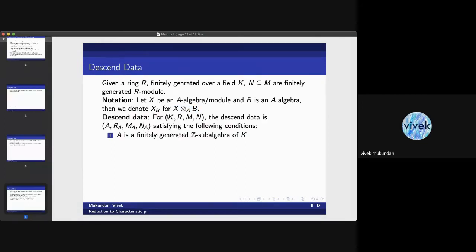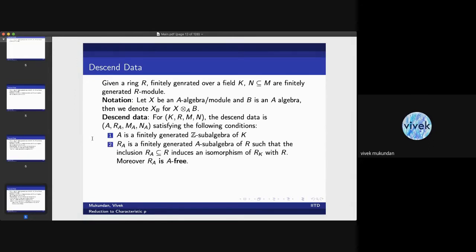The descent data for a tuple K, R, M, and N is A, R_A, M_A, and N_A. So you're replacing K by a ring A, R by R_A, M by M_A, and N by N_A, satisfying the following condition. So A is a finitely generated Z-subalgebra of K.